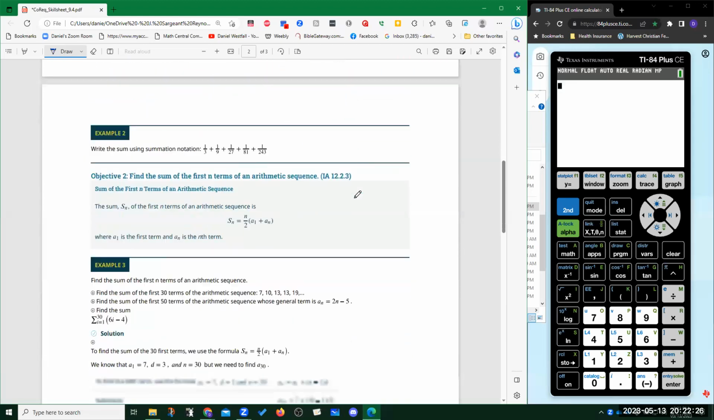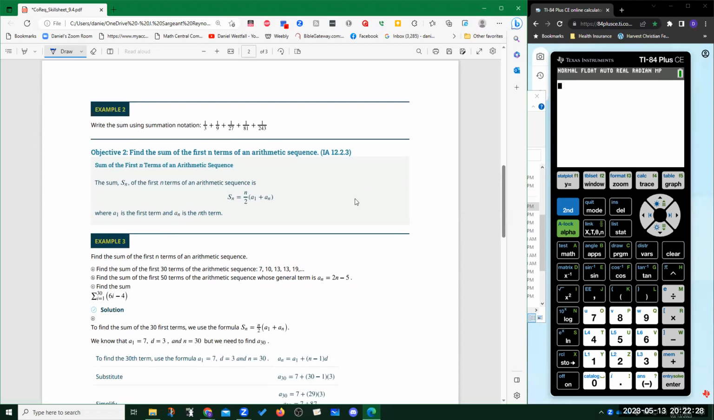This last one is going to be powers of 3. So it's 1 over 3 to the first, plus 1 over 3 to the second, plus 1 over 3 to the third, plus 1 over 3 to the fourth, plus 1 over 3 to the fifth. So we're going to write that as 1 over 3 to the n, n equals 1 to n equals 5.